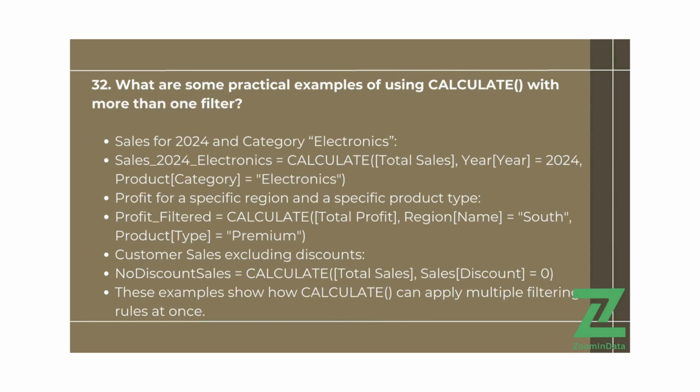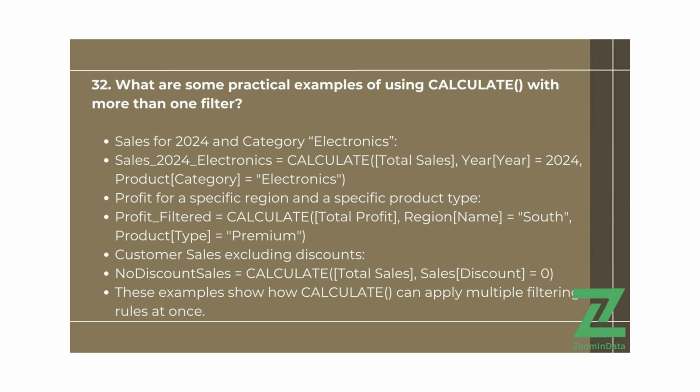32nd question. What are some practical examples of using CALCULATE with more than one filter? Here are a few examples that show how CALCULATE can apply multiple filters at the same time in Power BI. To get sales for the year 2024 and the category Electronics, a measure like Sales 2024 Electronics equals CALCULATE of Total Sales, with Year set to 2024 and Category set to Electronics, returns only those filtered results.